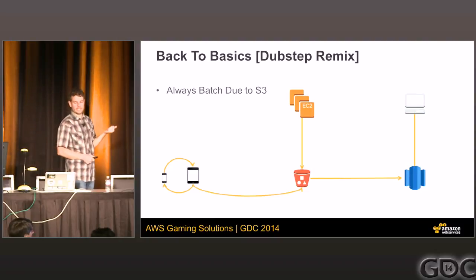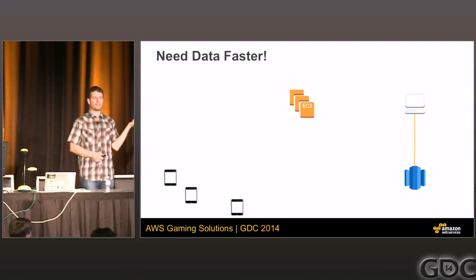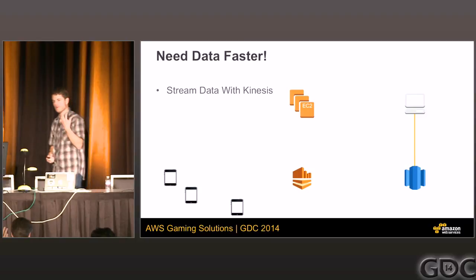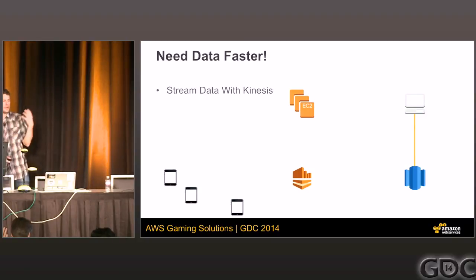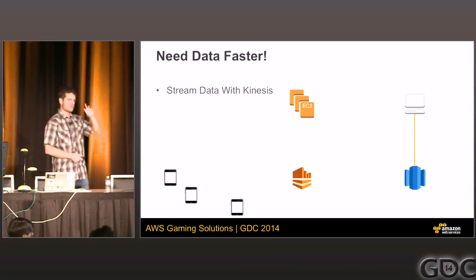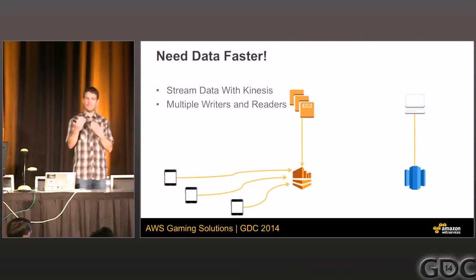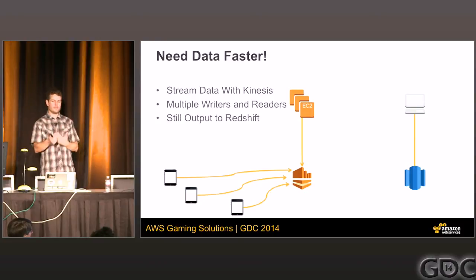So again, back to basics. By definition, this is always going to be batch. There's no way you can do streaming, right? S3 is a bucket. It's a batch bucket. There's no way to turn that into something streaming. So what do you do if you want the data to flow through as quickly as possible? Well, that's where Kinesis comes in. You swap out your S3 layer for Kinesis. Again, it has a similar HTTP API, so it's easy to make that transition.